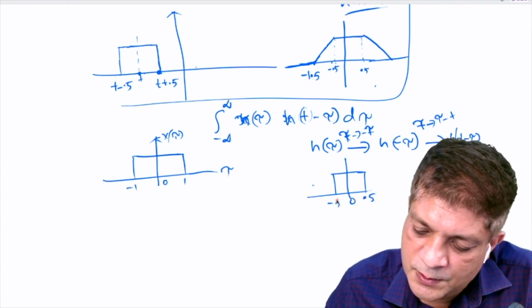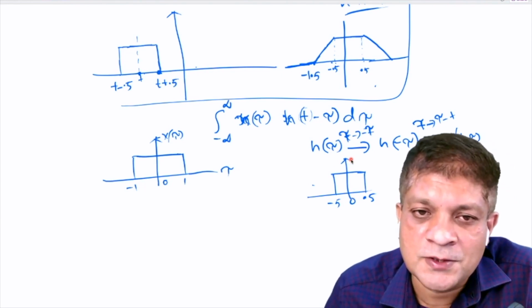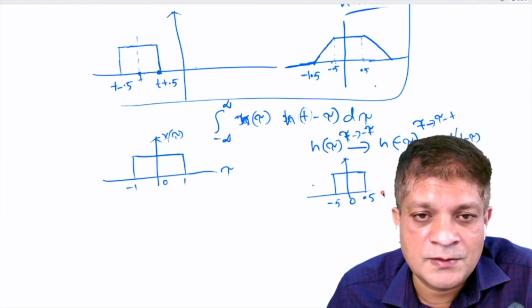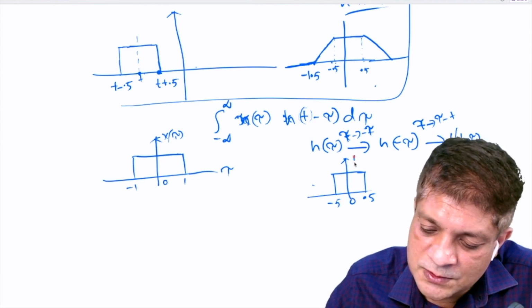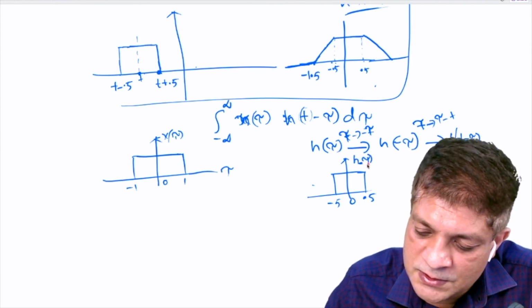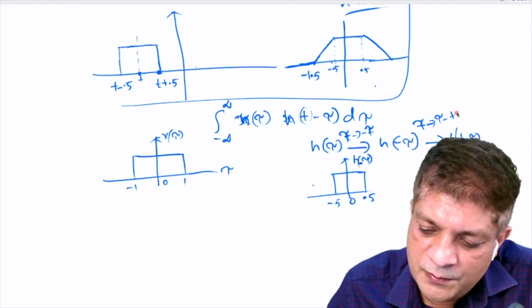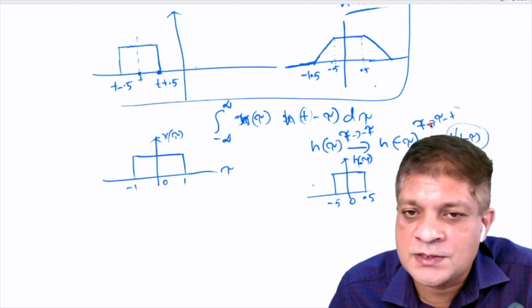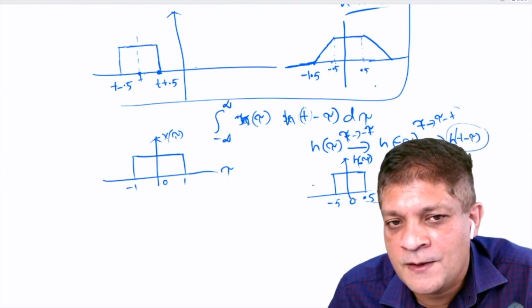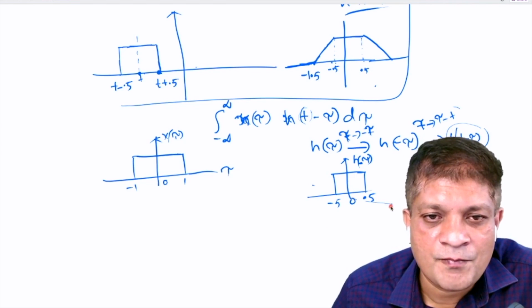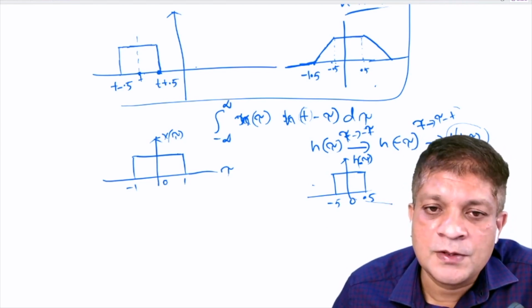0.5, minus 0.5. What is the flipped version of this? It is an even signal, so the flipped version is also the same. So h(minus tau) is also the same. Now how to find this h(t minus tau)? You have to delay this by how much? By t units. You have to delay it by t.